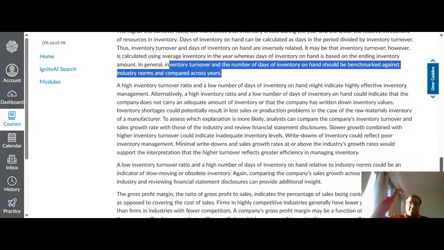A higher inventory turnover ratio and a low number of days of inventory on hand might indicate more effective inventory management.